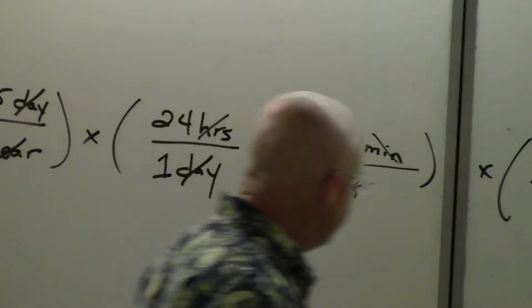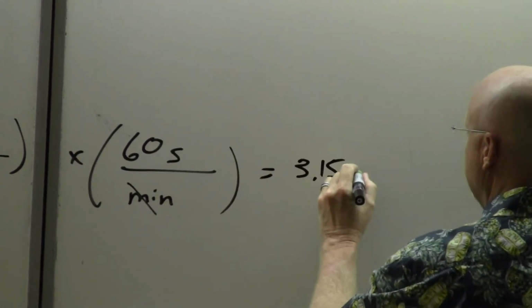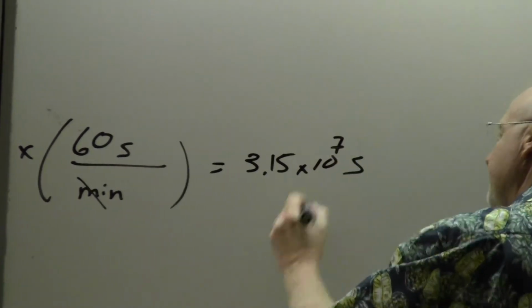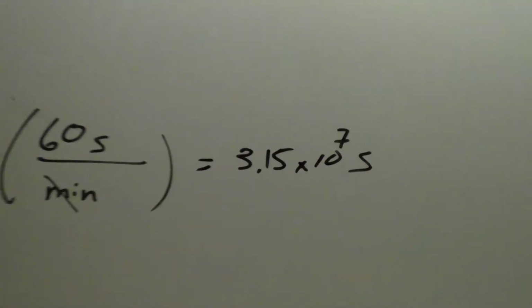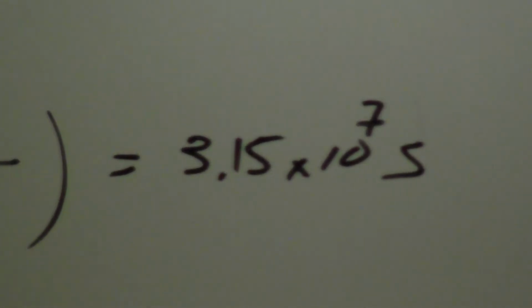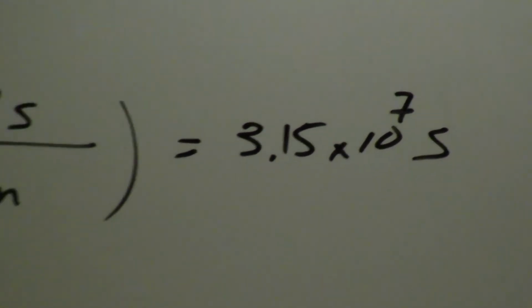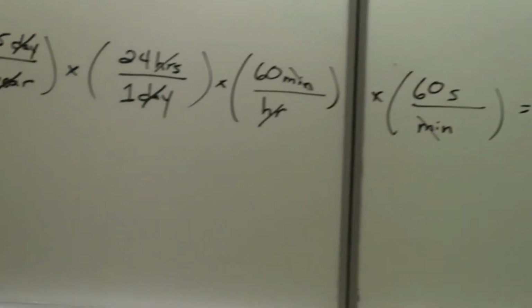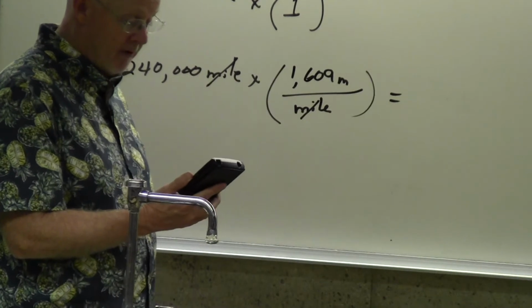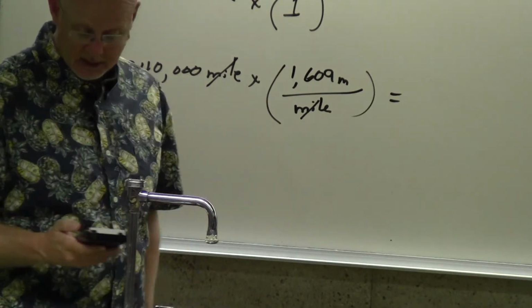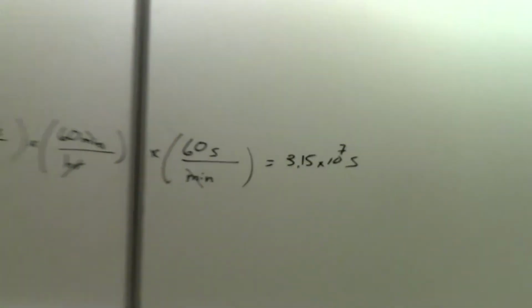And I'm pretty sure, I'll get my calculator, but this is such a common number, and you see it so often, or at least I see it so often, that I think it's 3.15 times 10 to the 7th. Let's see, 1 times 365 times 24 times 60, I'll just go 60 squared. Yeah, 3.15, and then 1, 2, 3, 4, 5, 6, 7 times 10 to the 7th. And so there's the number in seconds.